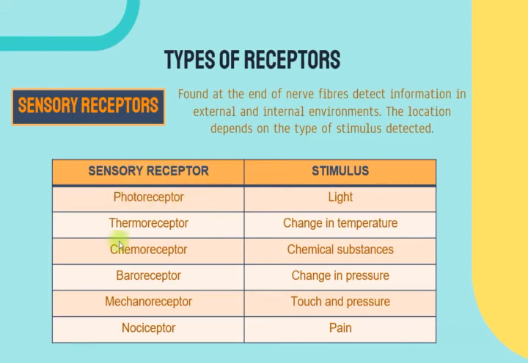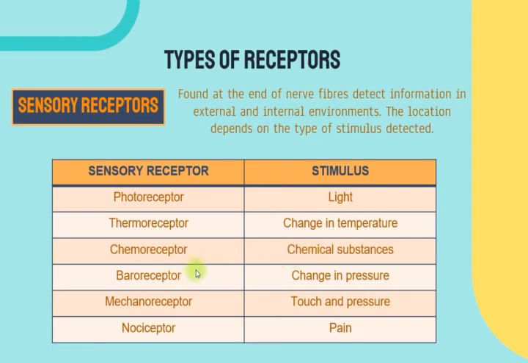Next, the second type of receptor, thermoreceptor. Thermo refers to heat, so this thermoreceptor will detect changes in the temperature. And then chemoreceptor refers to the receptor that detects chemical substances. Chemo comes from the word chemical.